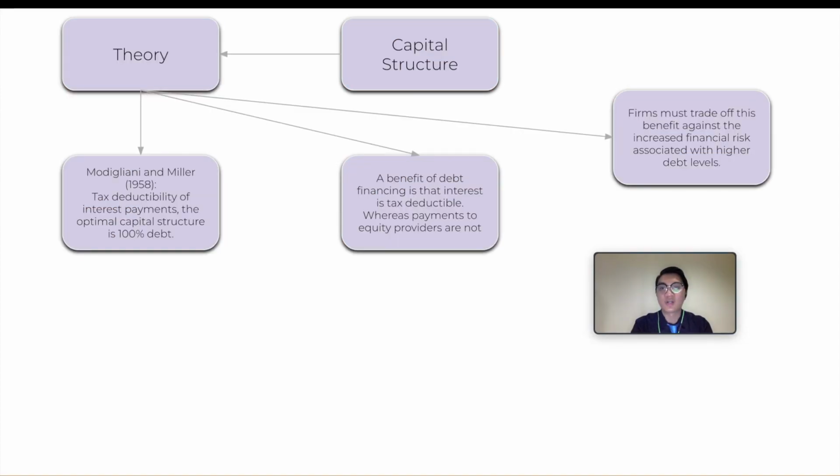In the capital structure material, there's a theory by Modigliani and Miller in 1958 that explains the tax deductibility of interest payments. The optimal capital structure is 100% debt. Also, a benefit of debt financing is that interest is tax deductible, whereas payments to equity providers are not. Firms also must trade off this benefit against the increased financial risk associated with higher debt levels.